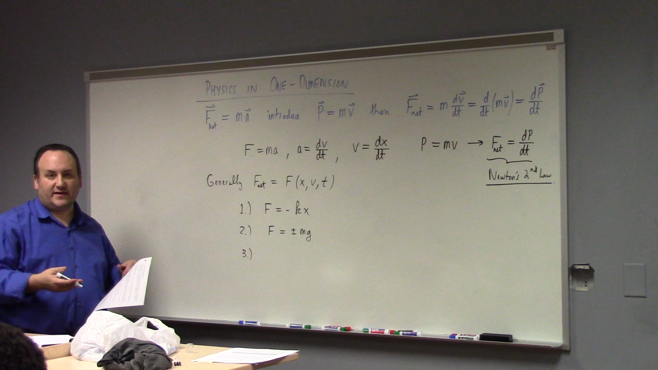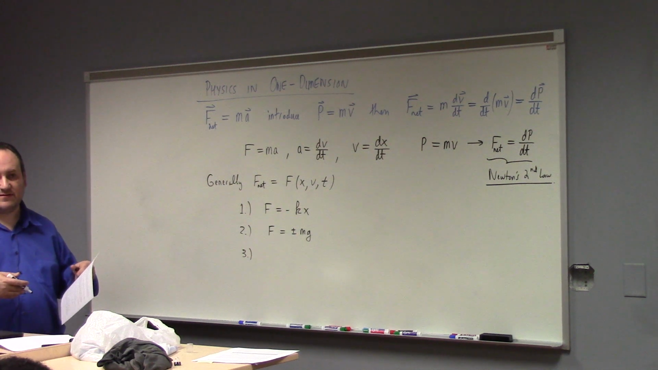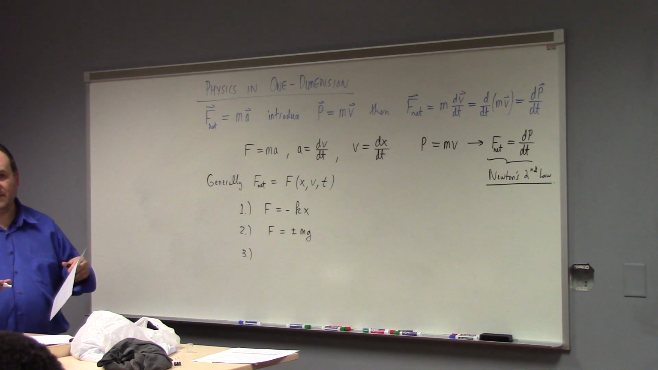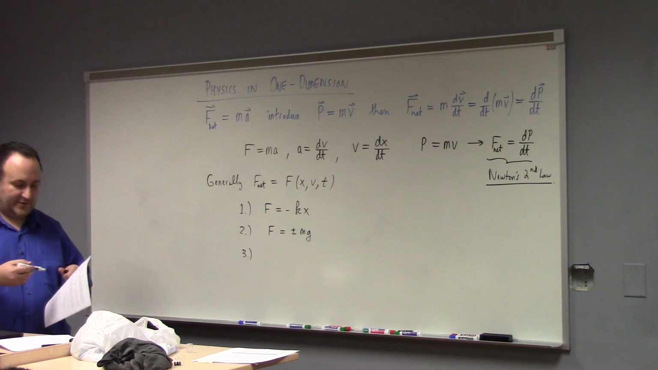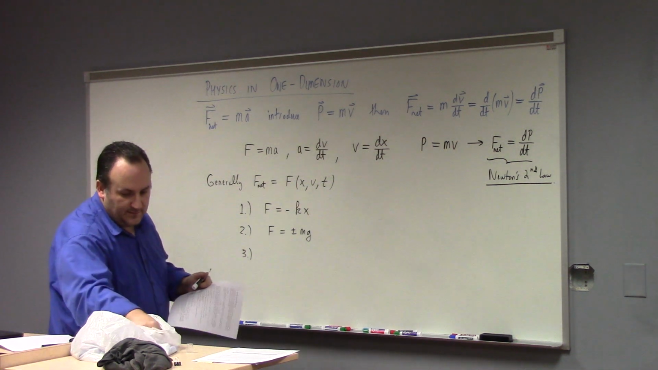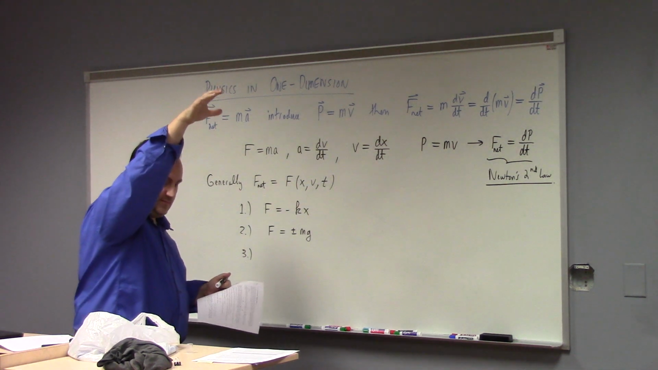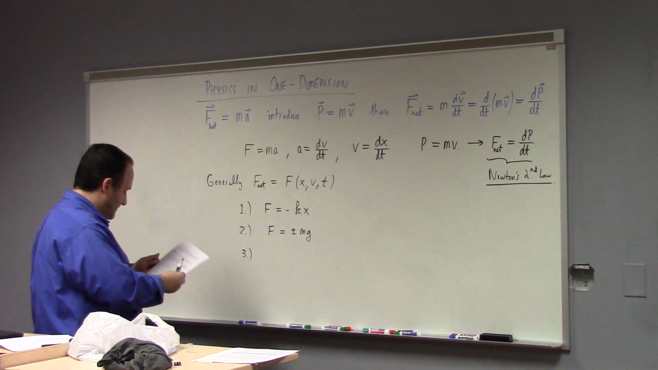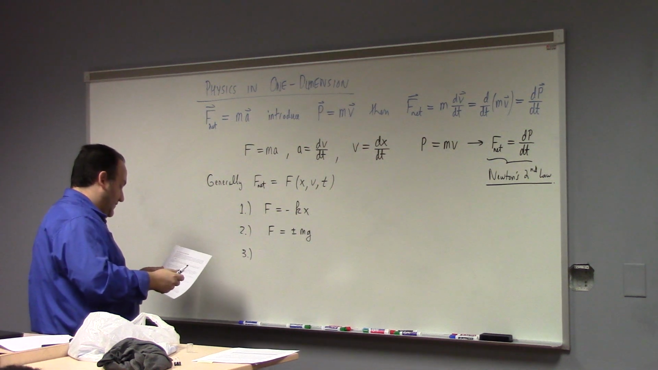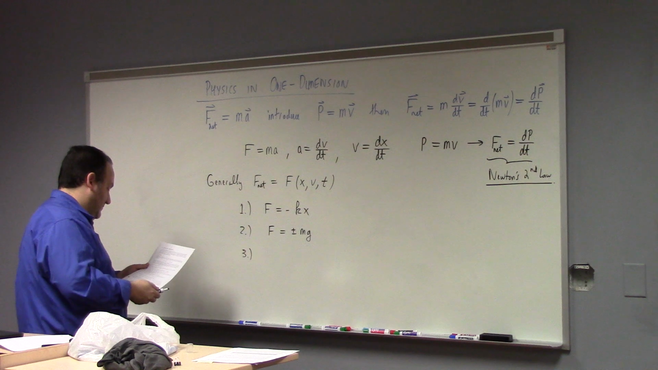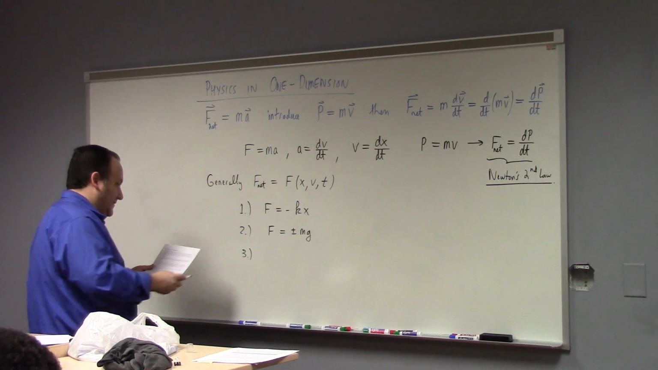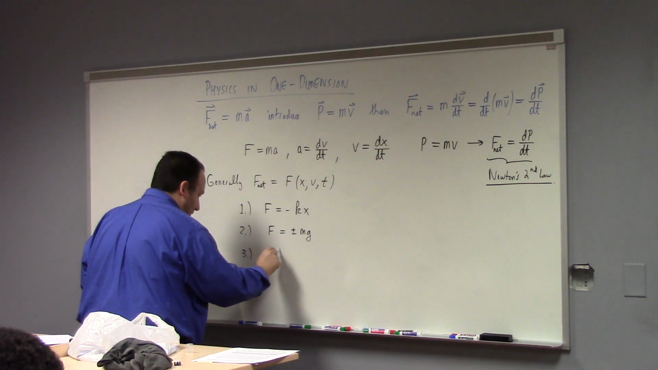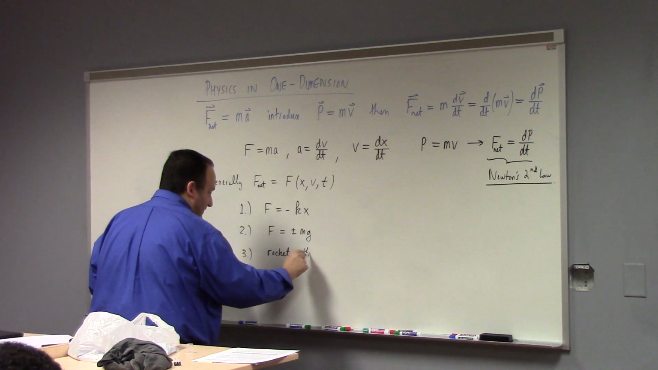Depends on whether you're pointing up as positive or down as positive, right? If up is positive, F is equal to minus mg, right? Because gravity goes this way. You can also talk about the thrust force on a rocket, which I don't really have a formula for. Usually I just give that as a constant.